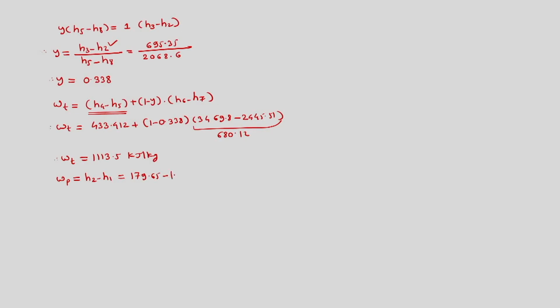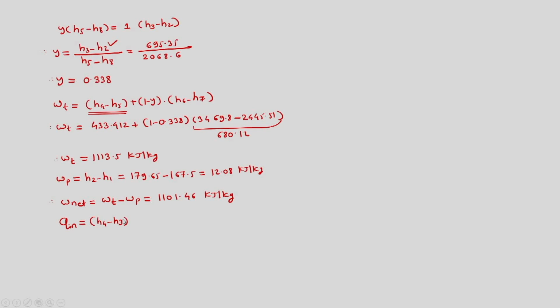We have pump work as H2 minus H1, which is 179.65 minus 167.5. It gives us 12.08 kilojoule per kg. So we have net work equal to WT minus WP, and that is equal to 1101.46 kilojoule per kg.